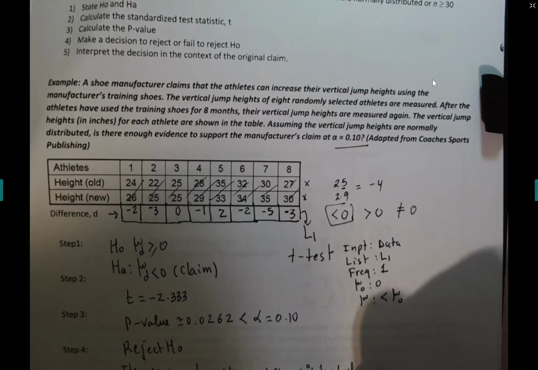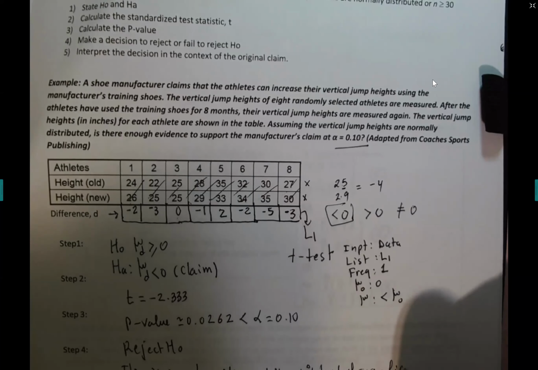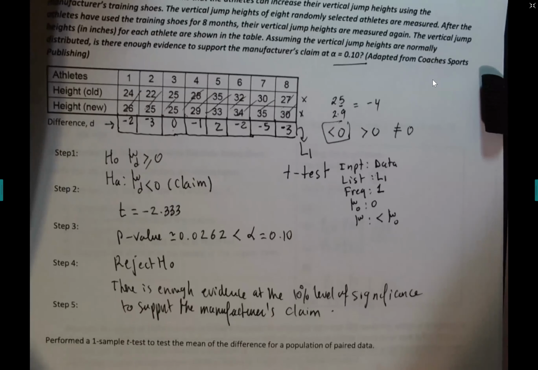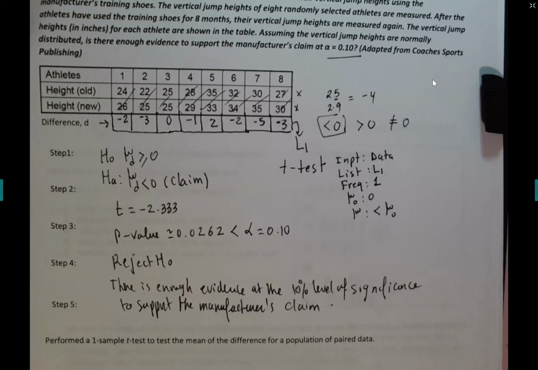So there is enough evidence at the 10% level of significance to support the manufacturer's claim. That means, yes, their training shoes do work and increase vertical jump. And that's how you perform this test, guys. Any questions right here?